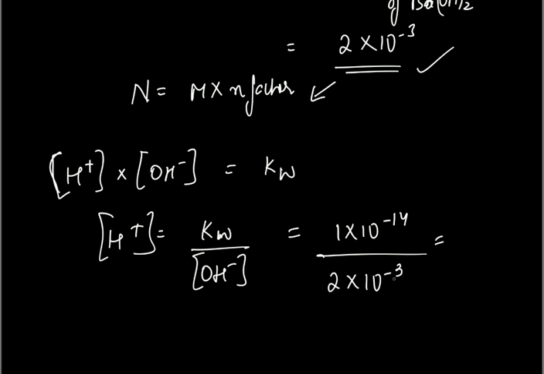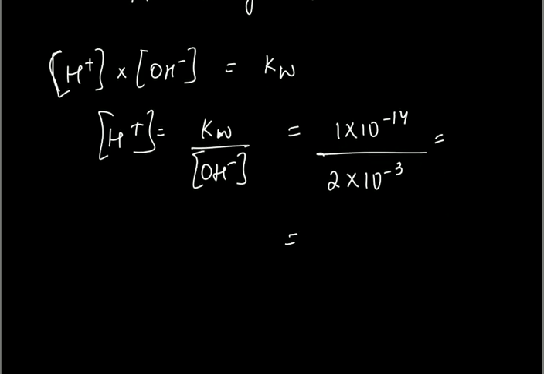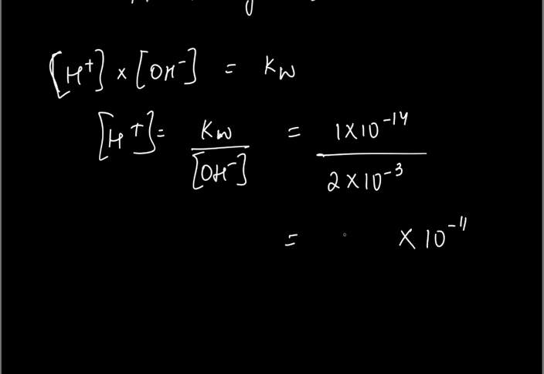So if you calculate this, minus 3 will go above and this will give you minus 11, and a half is nothing but 0.5. So we'll write over here 14 minus 3, that is 10 raised to the power minus 11, and half, 0.5. So we will get this.